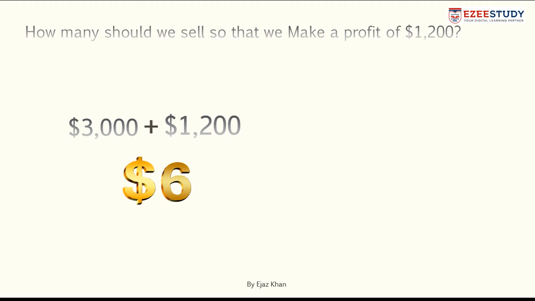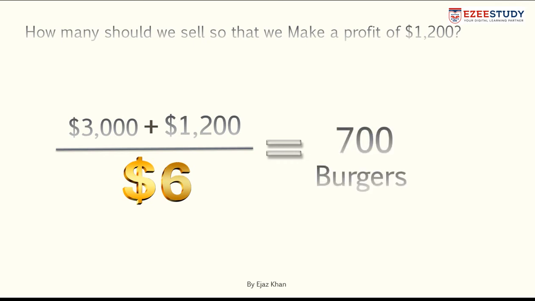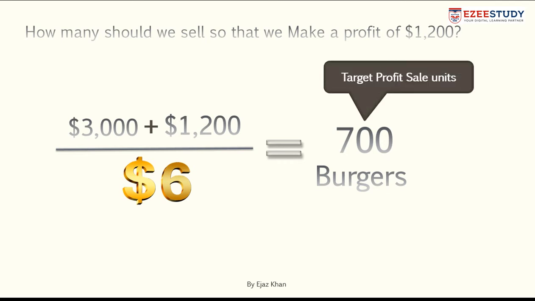So the total contribution that we'll be looking for will be the sum of $3,000 and $1,200, which will be $4,200. And we will divide it by the per unit contribution to see how many burgers we need to sell in order to generate a contribution of $4,200. So it will be 700 burgers. And that's called target profit sale units. That is, if we want to earn a profit of $1,200, we need to sell 700 burgers.